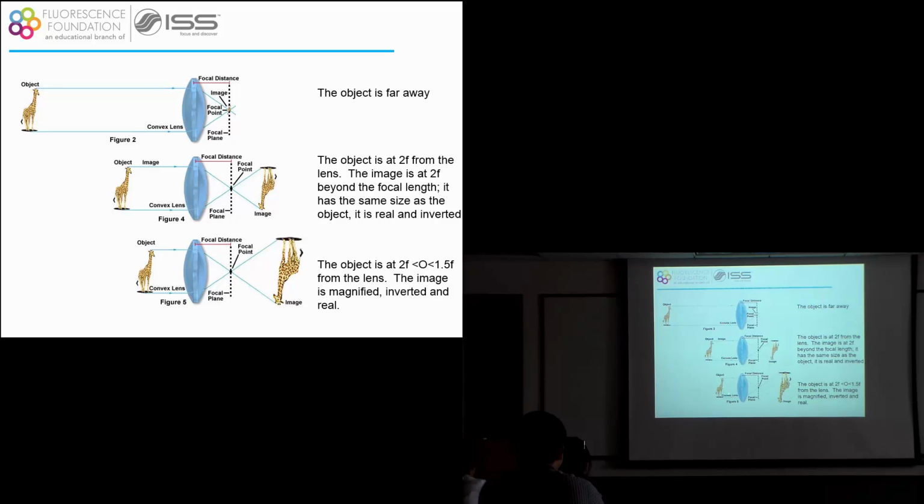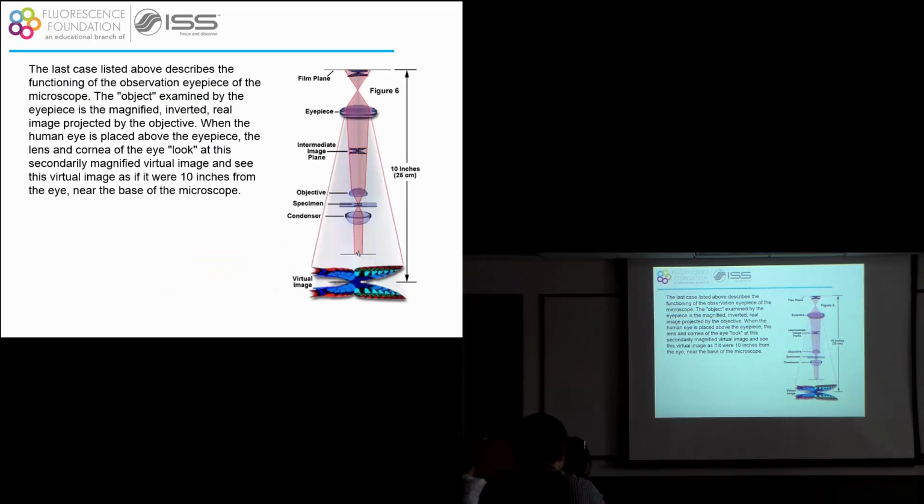If we get it closer, so this is about 1.5 times the focal length, the object is magnified on the other side. So this suggests to us a little bit how the microscope in principle works. So the microscope, we have a specimen here, and we have an objective, and this is the illumination source that goes on the specimen.